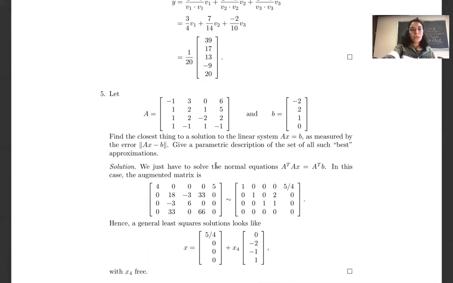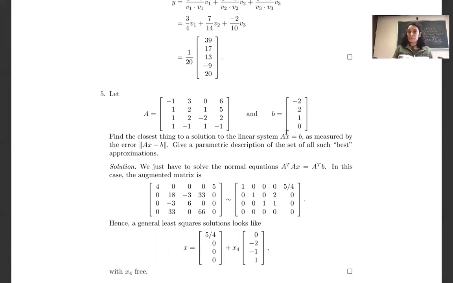All right. So the fifth question is, as you see, a kind of least squares problem, because we are working with the best approximation. Apparently, we cannot solve a system exactly. We cannot find a solution. That's the reason we are trying to find the best approximation. So we have a matrix A, a vector B. Find the closest thing to a solution to the linear system AX equals B as measured by the error, and give a parametric description of the set of all such best approximations.